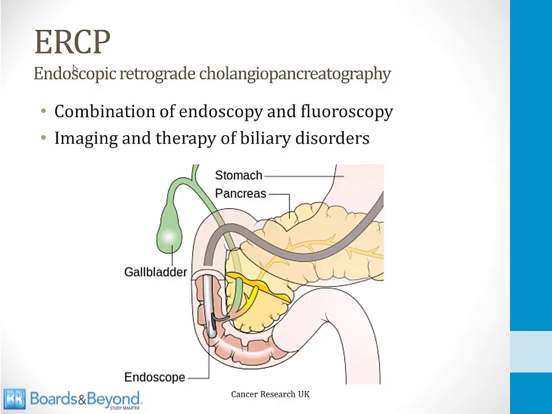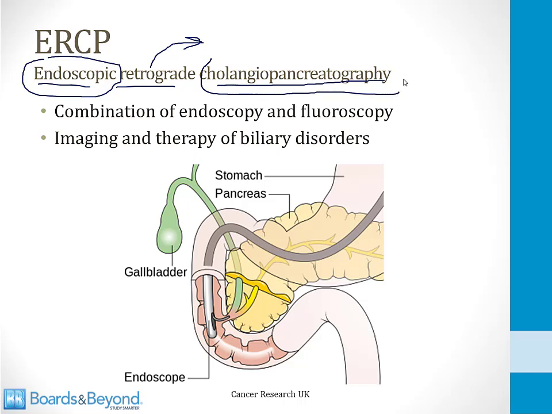So ERCP stands for endoscopic retrograde cholangiopancreatography. It means using an endoscope to retrograde inject dye into the biliary tree and take a picture of the biliary tree and the pancreatic drainage. It uses a combination of an endoscope and a fluoroscope. Essentially what you do is what's shown on the screen here.